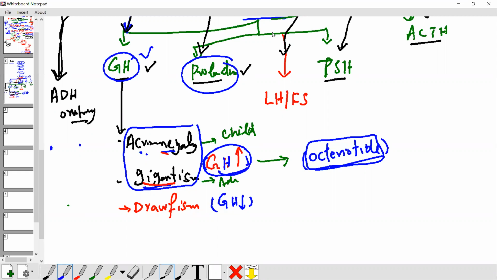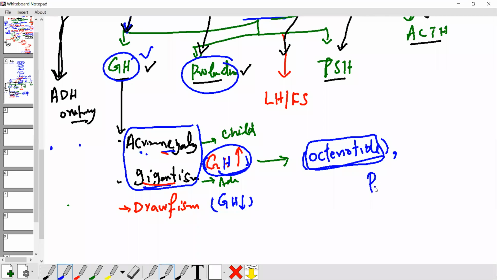Octreotide, we already know, is used in GIT esophageal varices. Octreotide is used in carcinoid syndrome. Octreotide is used in GIT related tumors. Okay. So octreotide is also used in acromegaly and gigantism cases.